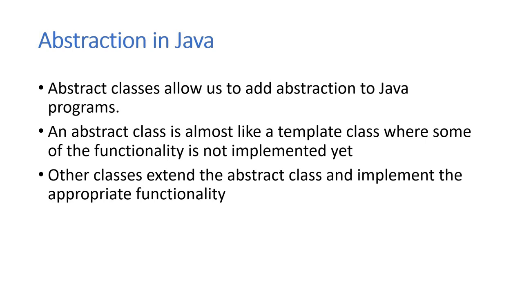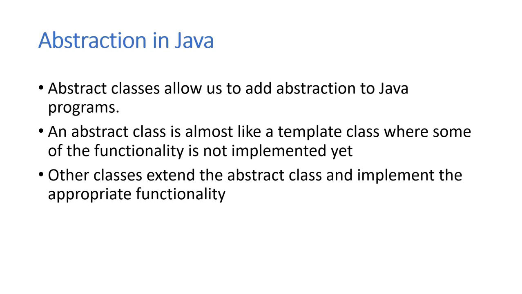An abstract class allows us to add abstraction to our Java programs. It's like a template for a class where some of the functionality is not yet implemented. This means you cannot instantiate an abstract class, but other classes can extend the abstract class and implement the appropriate functionality. One way we might use an abstract class in Java is for reading a file.